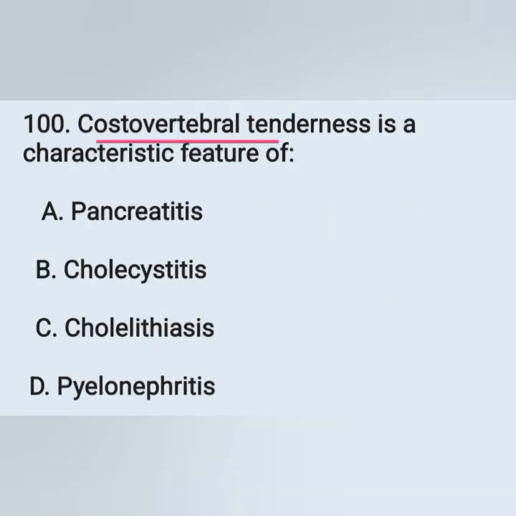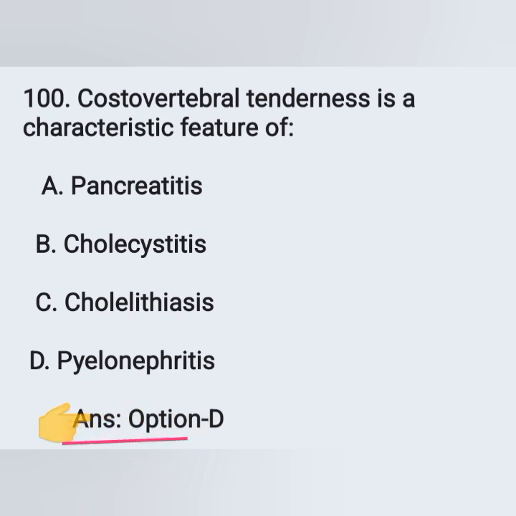And the next question and last question, question number 100. Costovertebral tenderness is a characteristic feature of, option A, pancreatitis. Option B, cholecystitis. Option C, cholelithiasis. Option D, pyelonephritis. Costovertebral tenderness is a characteristic feature of pyelonephritis. Option D is the correct answer.